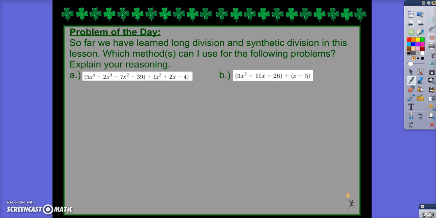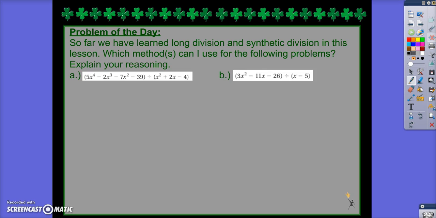Okay, so today we continue on with lesson 5.5, part 3, the last and final part of lesson 5.5. So with the problem of the day, I want you to take a look at the two problems, A and B. So far we have learned long division and synthetic division in this lesson. Which method or methods can I use for the following problems?